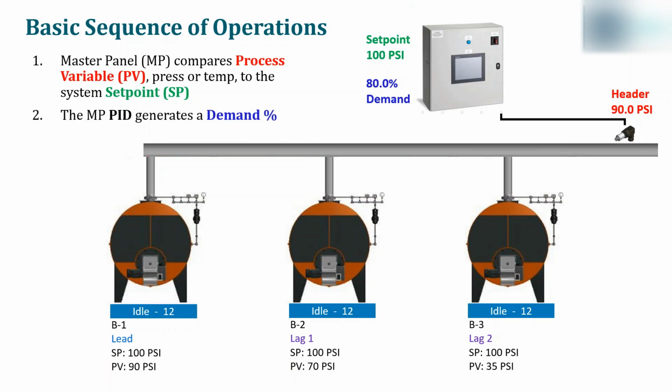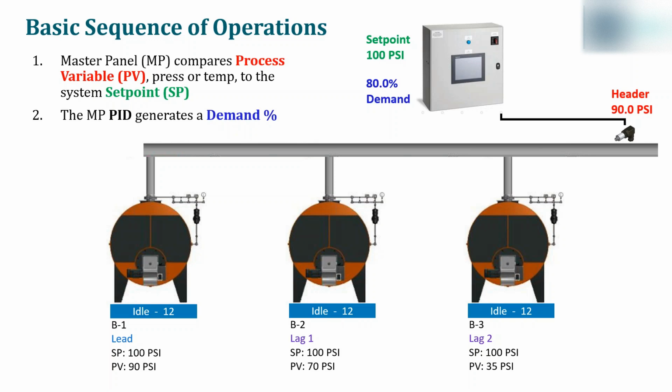Once the master panel has done that, it's going to use its PID settings to generate a demand percentage. Now, demand is determined by how many boilers you have, or the total demand, I should say, is determined by how many boilers you have. So in this instance, because we have 3 boilers, we can have a total of 300% demand. And that means it's an additive number. So if you wanted to have 2 boilers at 100% firing rate, you would have a demand of 200%.